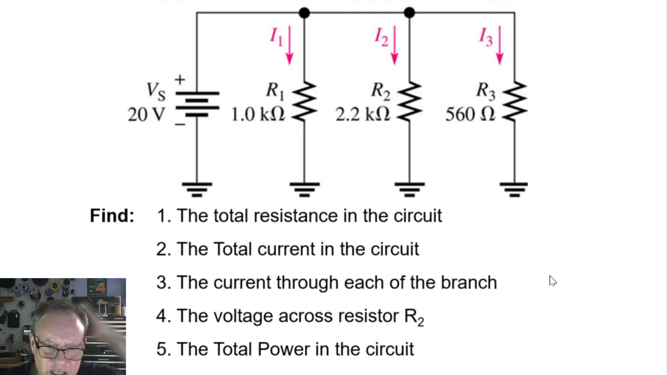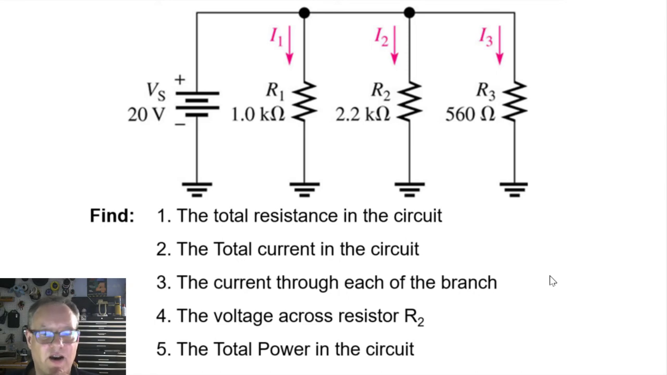The current through each resistor of the branch. Well, I know the voltage for each one, so I can just use Ohm's law, and I can say the current is the voltage divided by the resistance. So 20 divided by 1,000, there you go, 20 milliamps. And then just continue on. Each one is just divided.